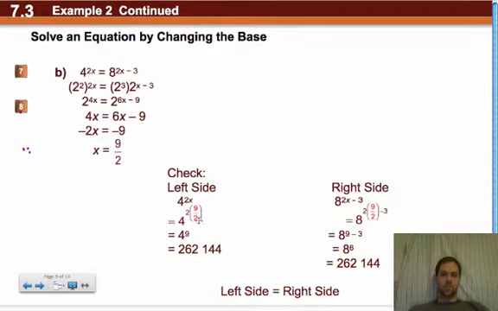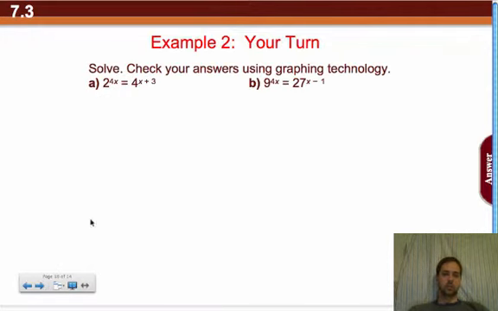X equals 9 halves. Here's the check. This is what it would look like: 4 to the 2x, where x is 9 halves. The 2's will cancel. This is 4 to the 9, which is a massive number. And again over here, 8 to the 2x minus 3, so this would be 8 to the 9 minus 3, which is 8 to the 6. And it would give us the exact same thing. Left side equals right side. And we're done. Okay. Here's your turn, the second your turn on your handout.